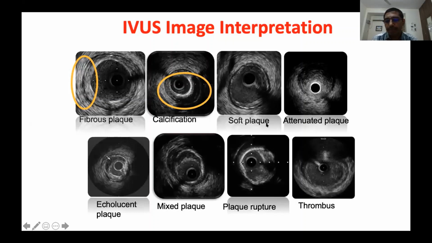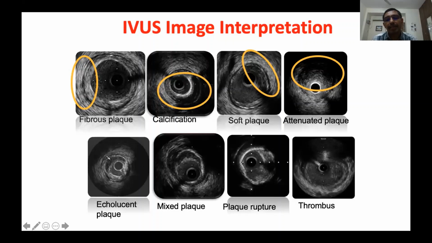The two special types of soft plaques: first one is attenuated plaque. Attenuated plaque means an isoechoic plaque with deep signal loss. So an isoechoic plaque with a deep signal attenuation is your attenuated plaque. Then the second special type of plaque is echolucent plaque. Here you can see a plaque with intraplaque echolucency. This is called echolucent plaque. And these three plaques are very important determinants of slow flow or no flow and periprocedural myocardial infarction during PCI.